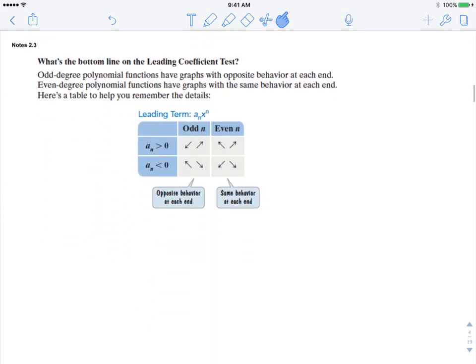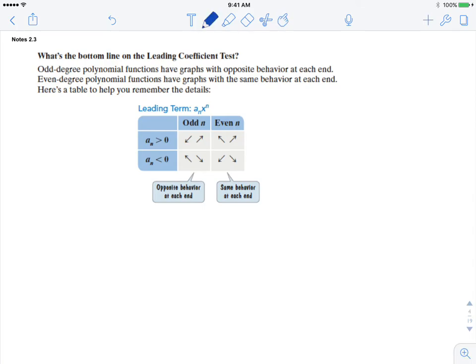So this chart helps you to keep track of the leading coefficient test. So if the degree is odd and your leading coefficient is positive, it's going to fall on the left, rise on the right, and then you can continue reading those other 3 situations.